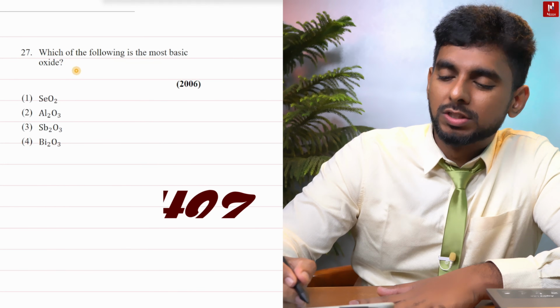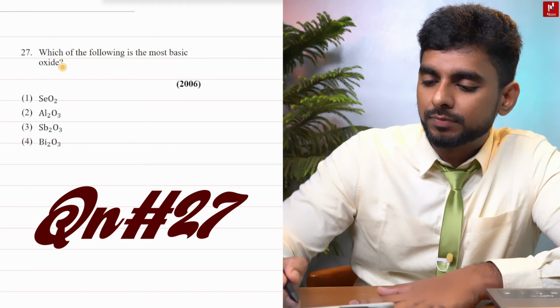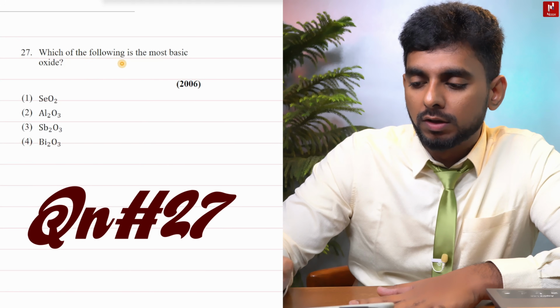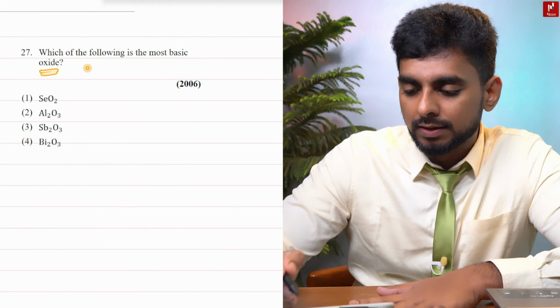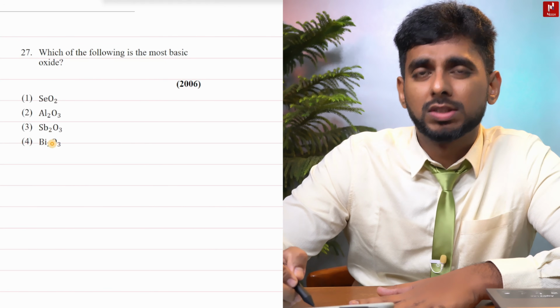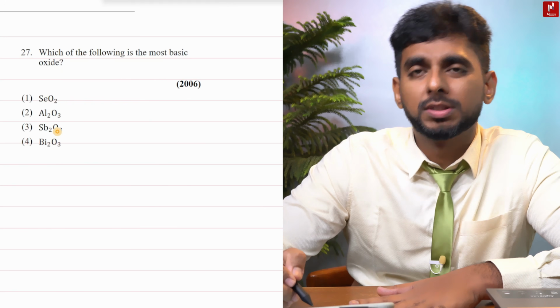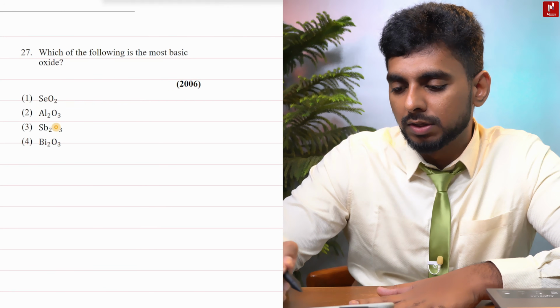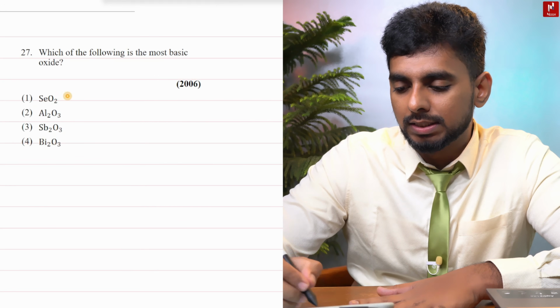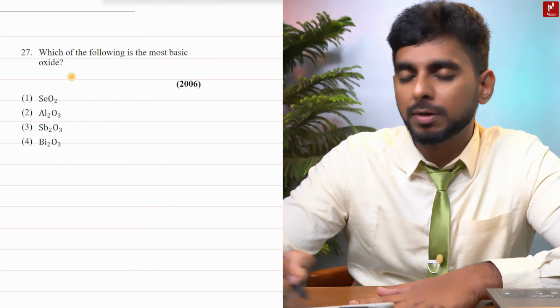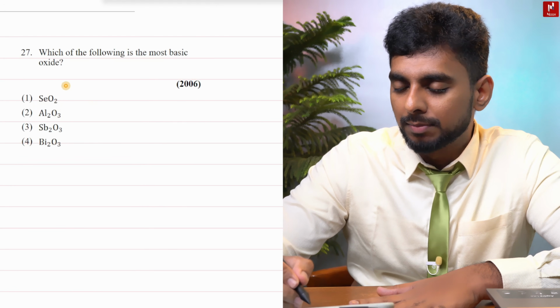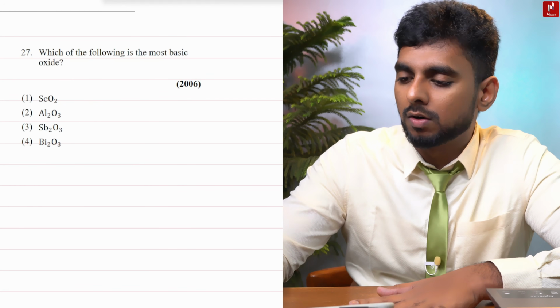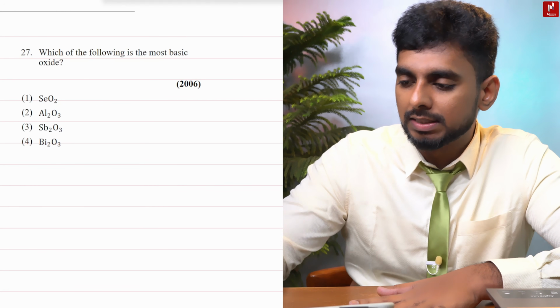The next question is also a simple memory-based question. Let me read it. Which of the following is the most basic oxide, right? So I have to get the most basic oxide out of the four options that they've given over here. If you look at this, it has to be obvious that all the elements are from the P block. First let me write that order. Once I get that order, it will be easy. I'll be able to match it straight away.